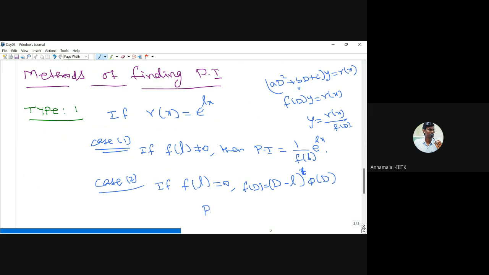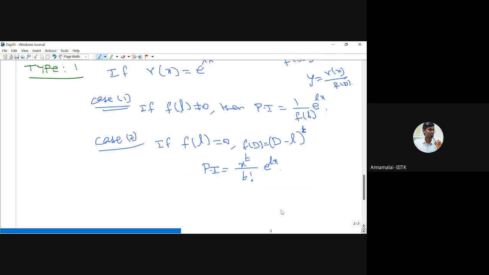Then what is the particular integral? It is x power r by r factorial times e power lx, with no phi of d. Exactly, if f of d is (d minus l) power t, then x power t, since it is repeated t times, so x power t by t factorial times e power lx. So this is the particular integral for this case.